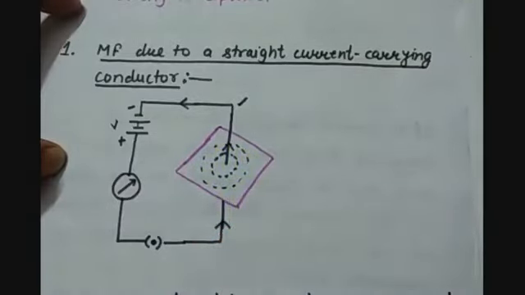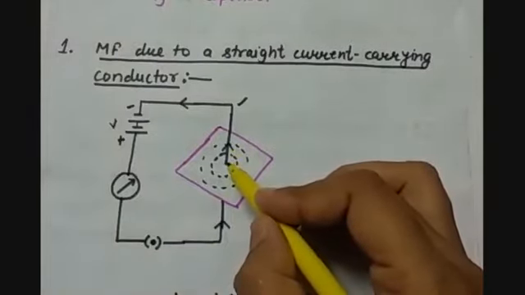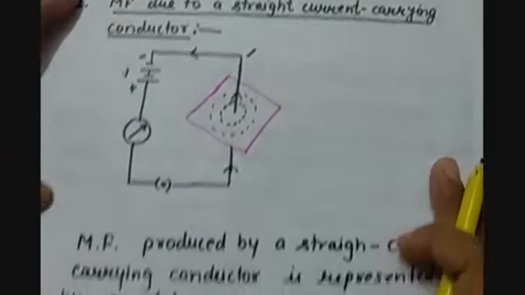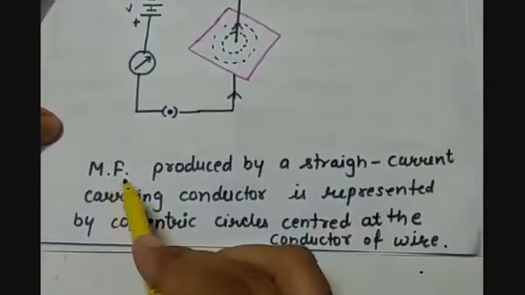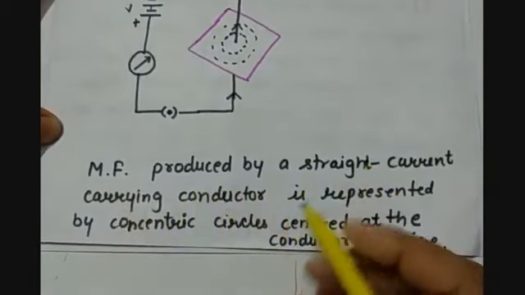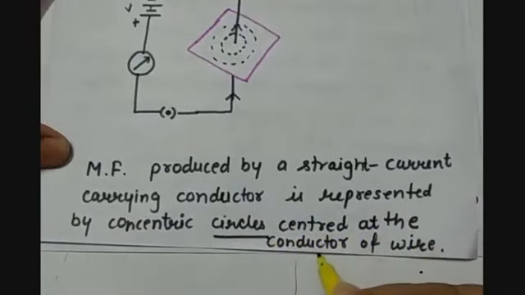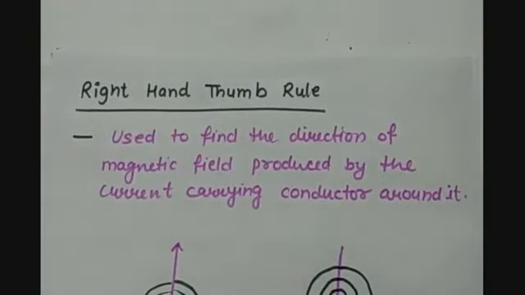And these circles were concentric circles. That means their center was the same. And what was their center? The conducting wire. So we can say that the magnetic field which is produced by a straight current carrying conductor is represented by concentric circles centered at the conductor, the wire. So now we got to know that yes, a straight current carrying conductor has a magnetic field which is in the form of concentric circles and the center is the conducting wire.